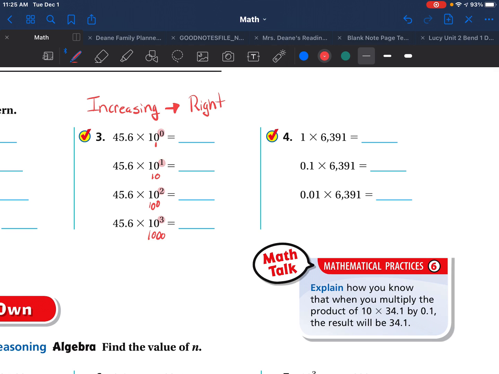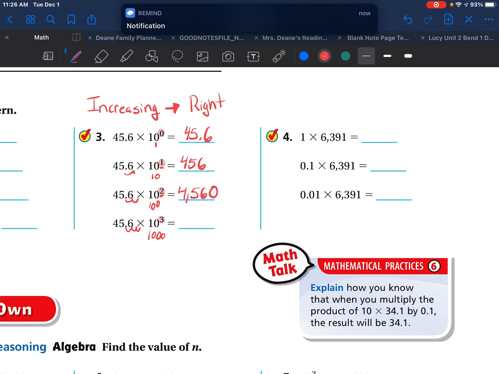So I don't move at all for the first one, remember? The second one, I'm going to move one place. So that's 456. Next, I have 2 in my exponent, so that goes 1, 2. Add that 0. And then 1, 2, 3. This time I have to add 2 zeros. Okay.